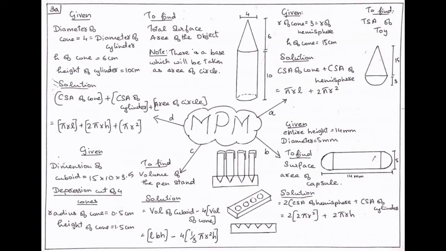Next up, we have model problem mapping. It's basically the types of questions we get. So, first one, we have a toy, which is in the form of a hemisphere mounted by a cone. They've given that the radius of cone is equal to 3 centimeter, and the radius of cone and radius of hemisphere should be same, right? So height of the cone is 15 centimeter, and they've asked to find the TSA of toy.